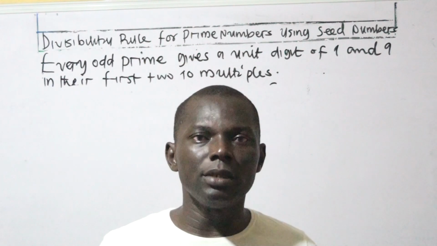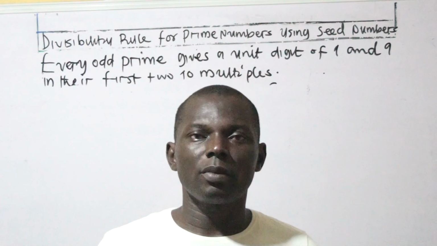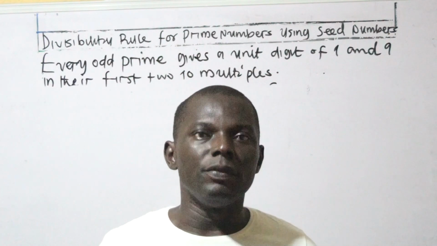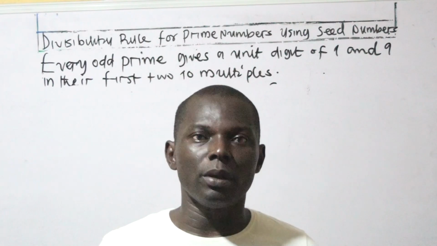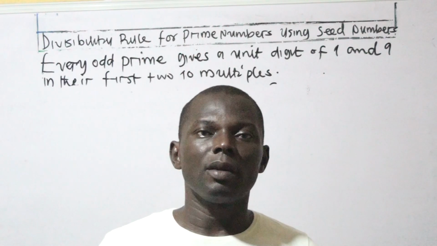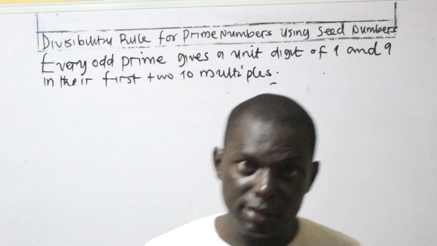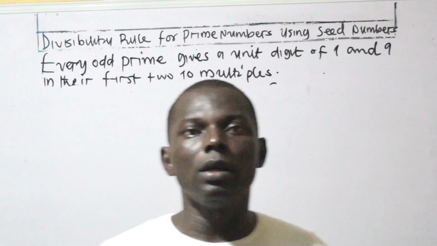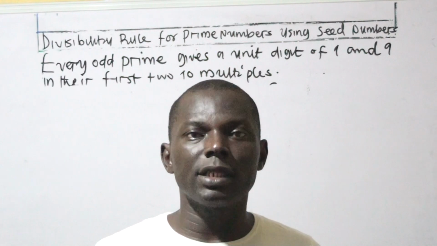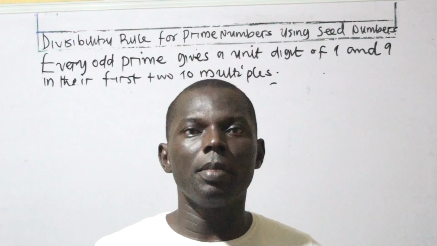A divisibility rule is a useful shorthand for knowing if an integer is divisible by a fixed divisor without necessarily performing the division operation. So in this class, we are going to look at that. How do we generate numbers that we can use to test for divisibility of numbers, especially prime numbers.